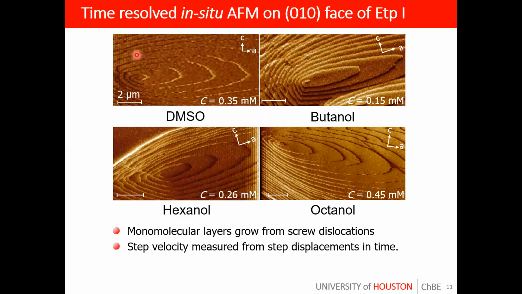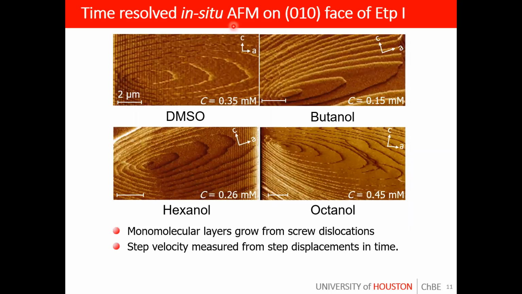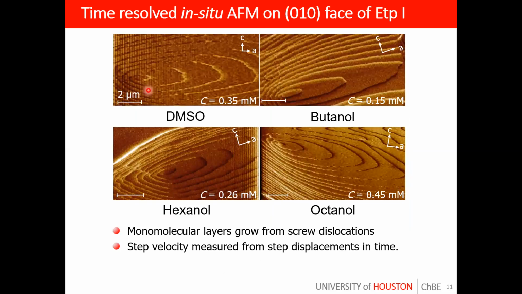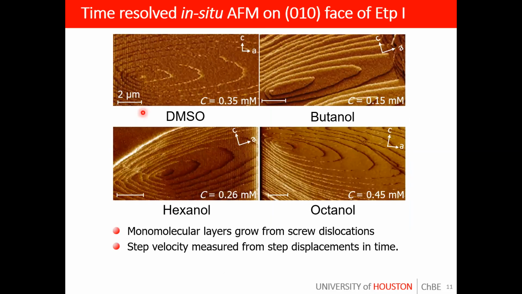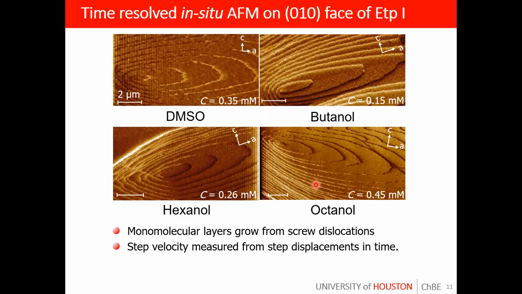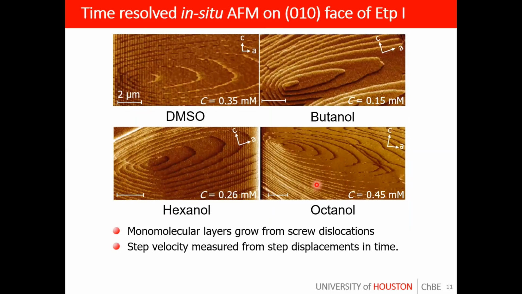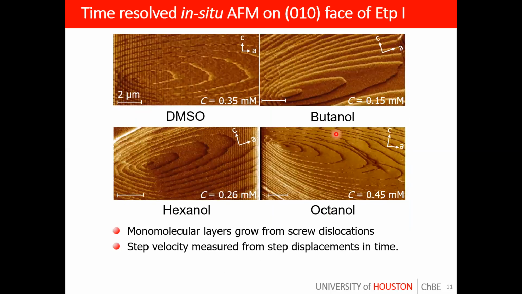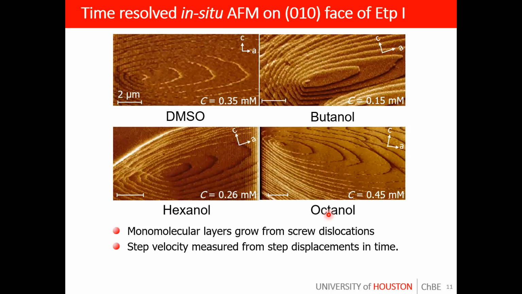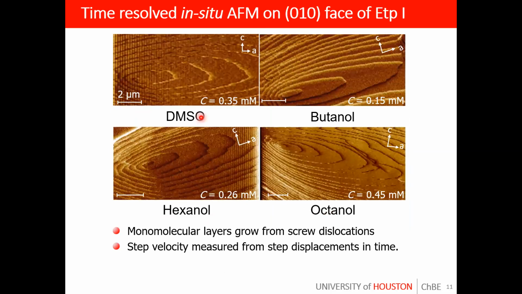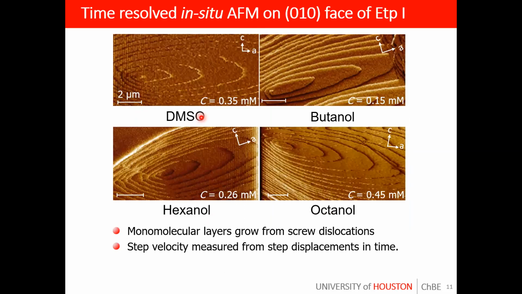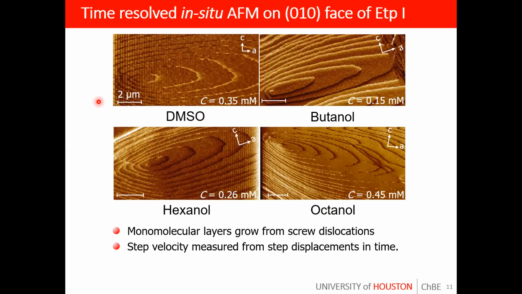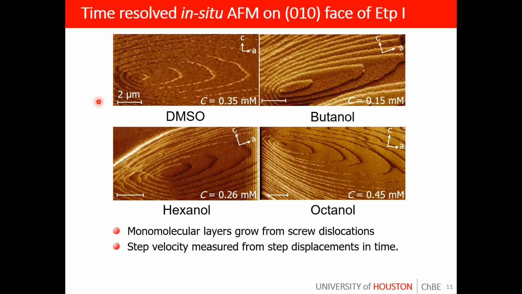We measure the step velocities in situ using atomic force microscopy. And what we see is that the crystals grow by spreading of layers and from screw dislocations irrespective of the solvent. So we use two groups of solvent, DMSO, and the alcohols, butanol, hexanol, octanol. With increasing alkyl chain length of the alcohols, the viscosity increases, and DMSO, which is the smallest molecule, has the lowest viscosity. But irrespective of the solvent, the crystals have very similar growth hillock morphology in all these solvents.